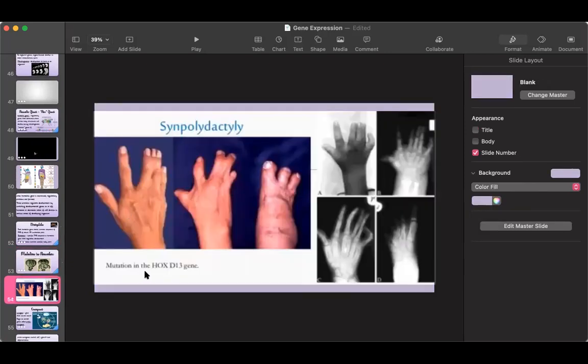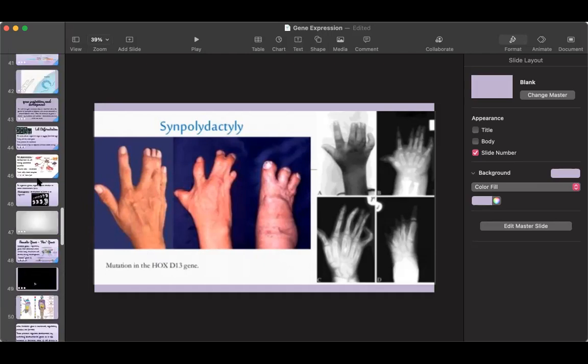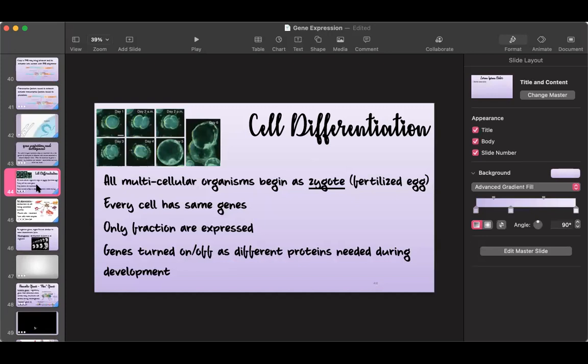You see here a mutation in the HOX D13 gene, which I'm assuming controls the amount of fingers and toes. Maybe not toes. Maybe that's a hand. I don't know. That kind of looks like a foot. Maybe it's a hand. Anyway, that's a condition called synpolydactyly. Dactyl usually means finger related, and poly meaning several. Syn, I don't know. I'd have to look that up. So that is cell differentiation.